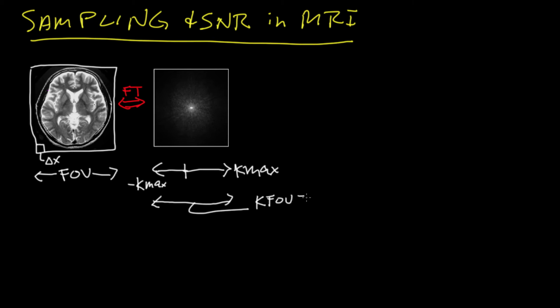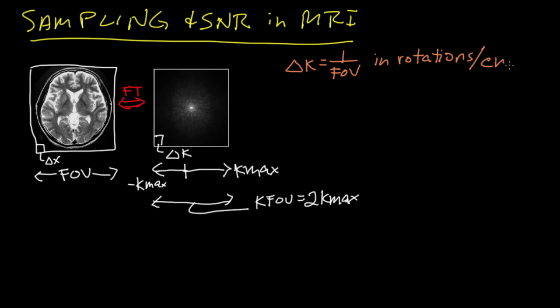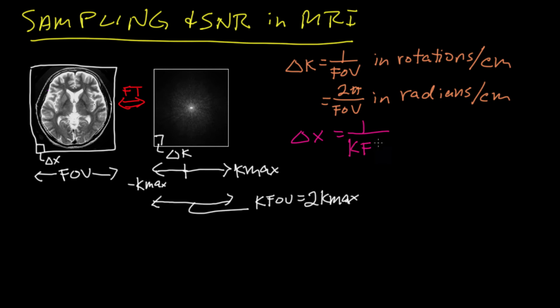Here we'll refer to the total dimension to kmax as kFOV. And the sampling spacing in this domain is labeled delta k. The sampling requirements for MRI are just a direct translation of the sampling requirements for the discrete Fourier transform into MRI units. So for example, delta k, the sampling spacing in the k-space domain, is simply equal to 1 over the field of view in the image space domain, if expressed in rotations per centimeter, or 2 pi over the FOV if expressed in radians per centimeter. And with perfect symmetry, delta x, the spacing in the image domain, is equal to 1 over the kFOV.